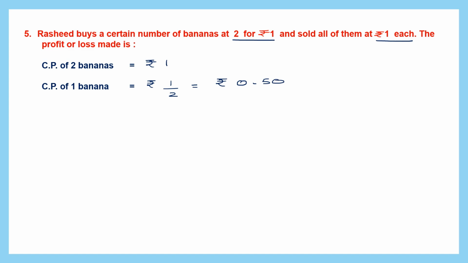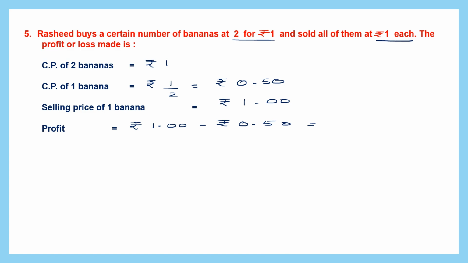Okay, now we have the cost price of 1 banana, and we also have the selling price of 1 banana, and that is 1 rupee each, 1 rupee. So cost price of 1 banana is 50 paise, selling price of 1 banana is 1 rupee. So from this you can make out that a profit has been made. Instead, selling price is more than the cost price. So first we have to find the profit. So what is the profit? 1 rupee minus 50 paise. So 1 rupee minus 50 paise is 50 paise. So we have the profit.